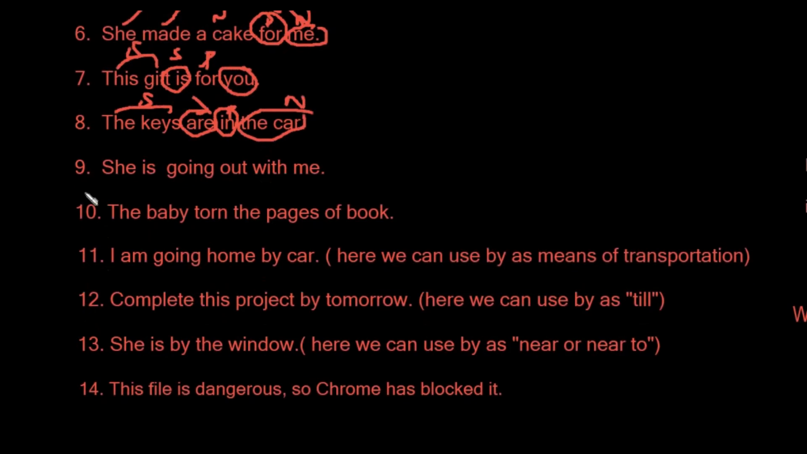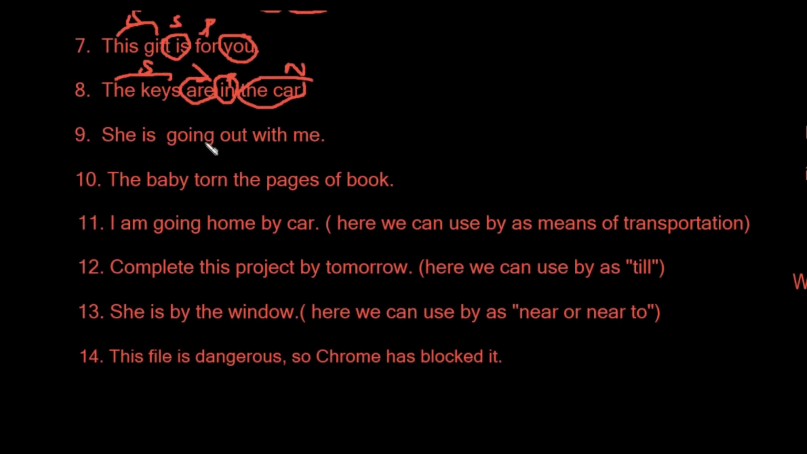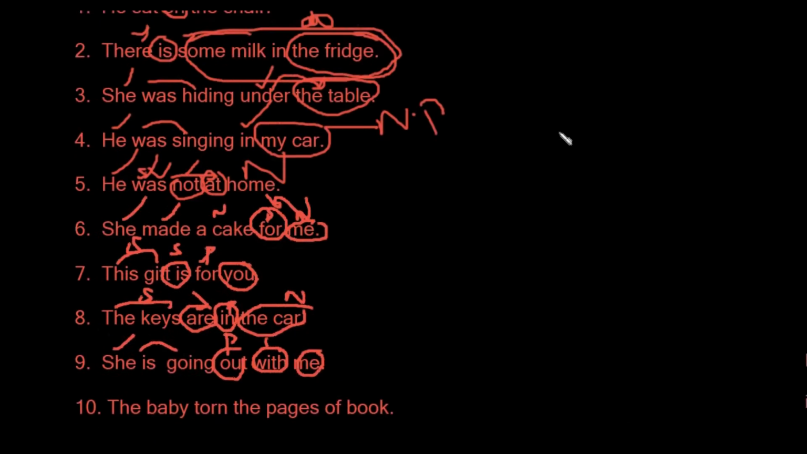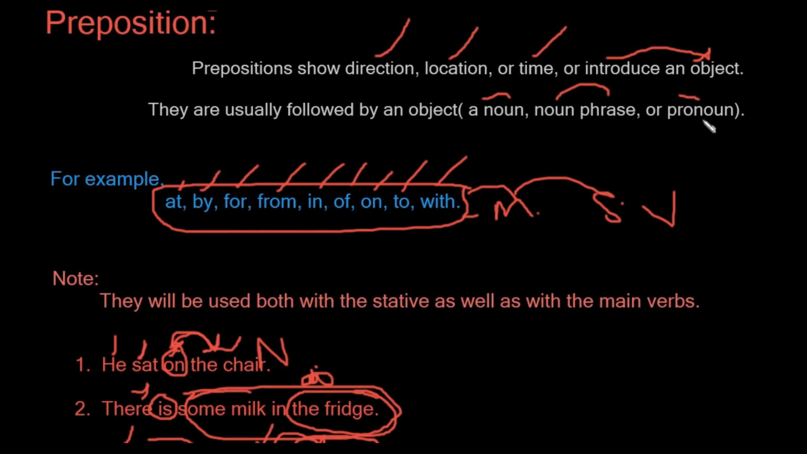All right, and next, she is going out with me. She is the subject, is going is the verb, out with is a preposition, and me is the object, which is made up of a pronoun.